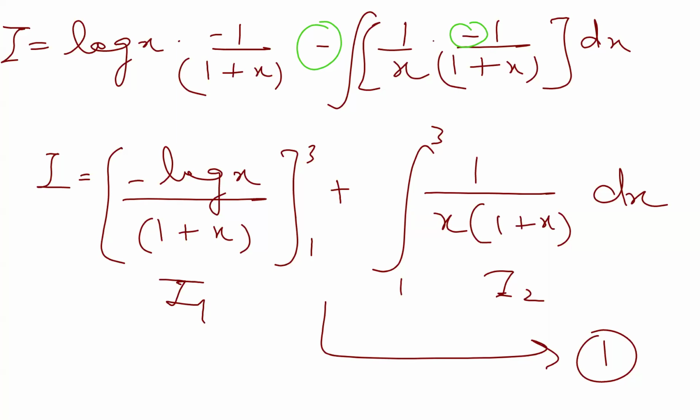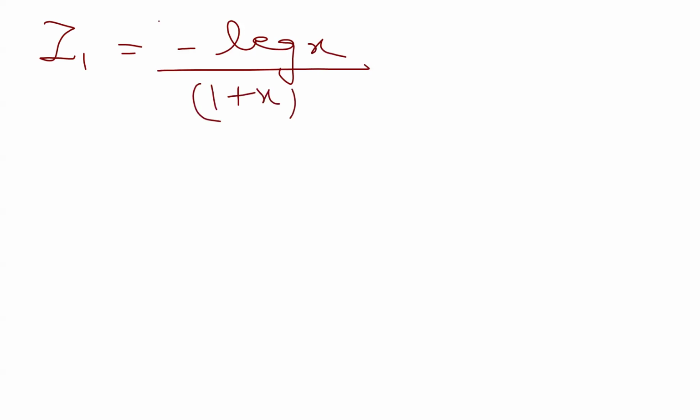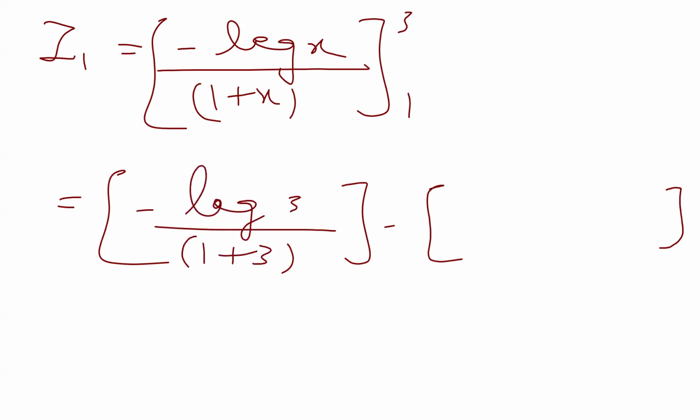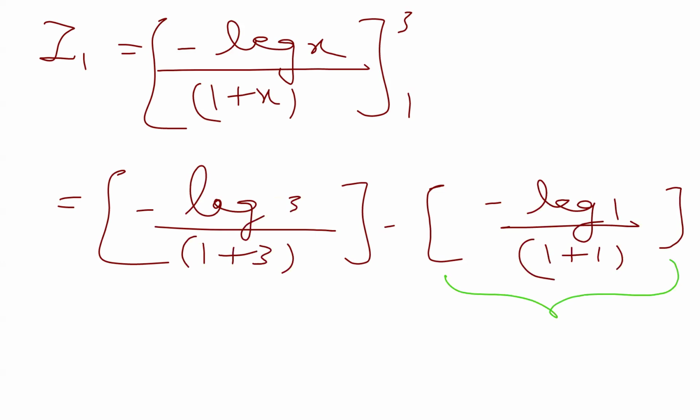So I'm just waiting for you to copy this. I1. No need to integrate, we have done that. Application of upper limit and lower limit: minus log 3 upon 1 plus 3, minus log 1 upon 1 plus 1. Now the entire second bracket is going to be 0.